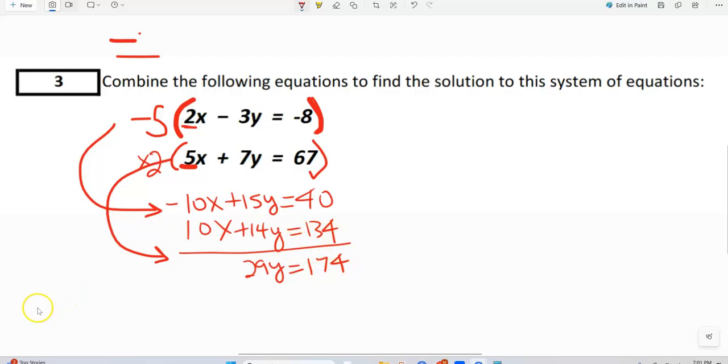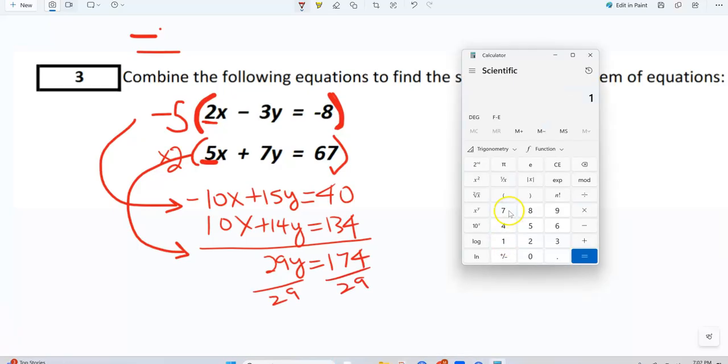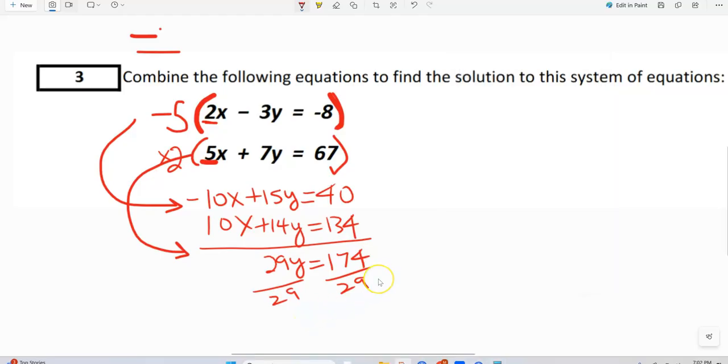So you know the next step, right? Divide by 29. 174 divided by 29 equals 6. So y is equal to 6.